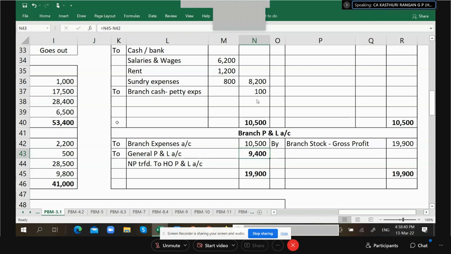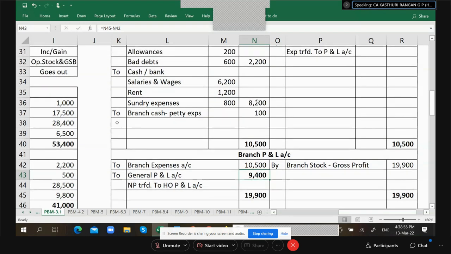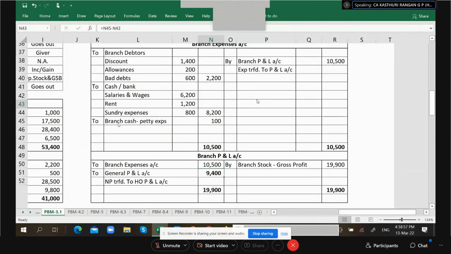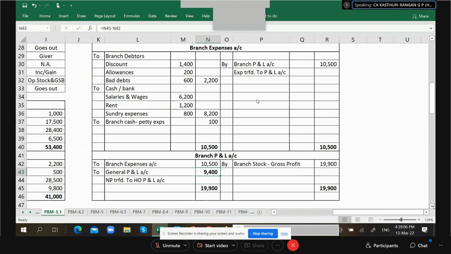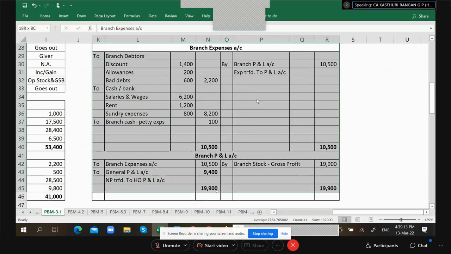So friends, this is how we have to prepare accounts under stock and debtors method. I know you already learned it, but I thought I would like to tell you in a different manner. Hope you are able to understand. Tell me, friends, are you clear? Have you got a better understanding now of stock and debtors method compared to what you already know, or you are confused? Is it giving you more clarity or providing you more confusion?